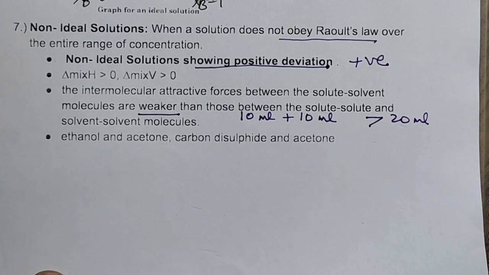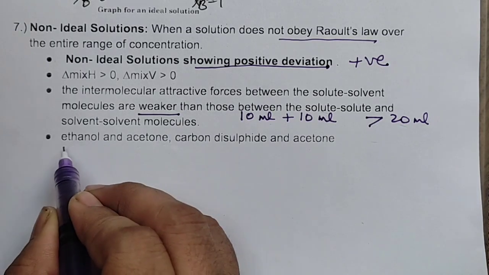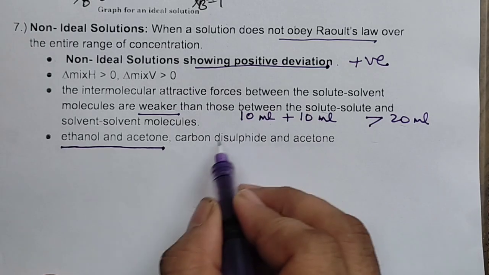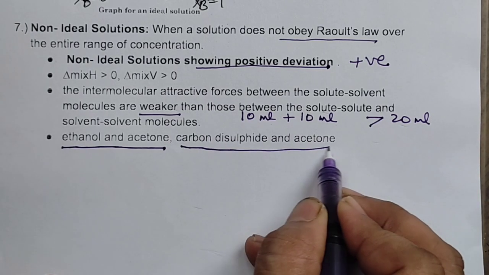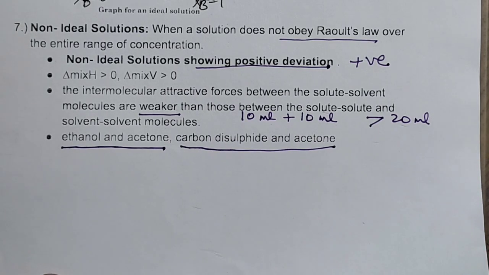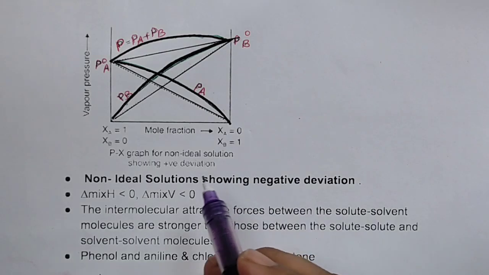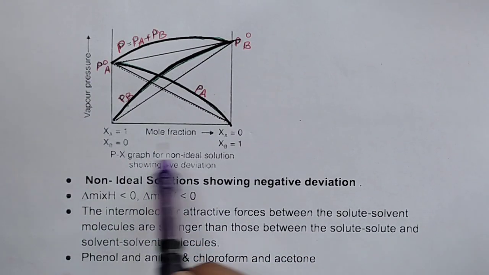So I'll explain with the graph also. Let me just talk about their examples. Ethanol and acetone is one example of positive deviation. Carbon disulfide and acetone is the second example. This is the graph for positive deviation, vapor pressure versus mole fraction.